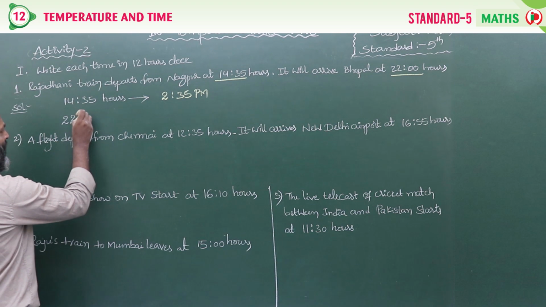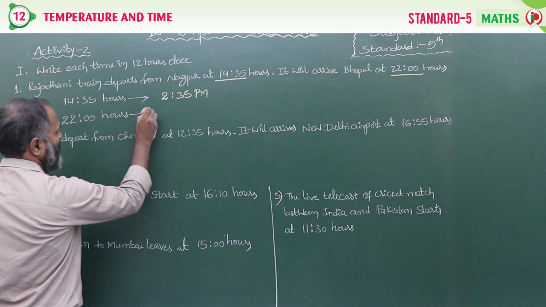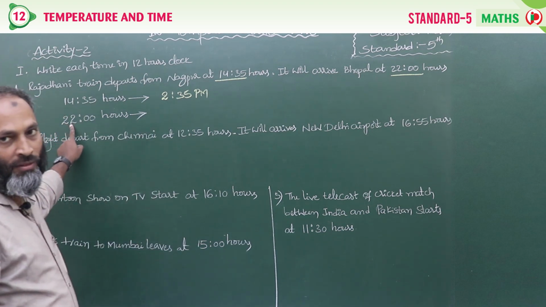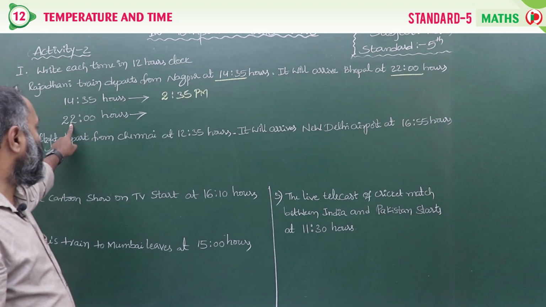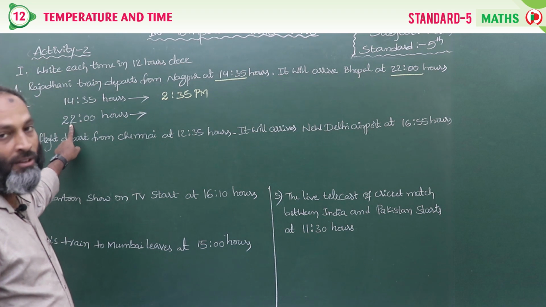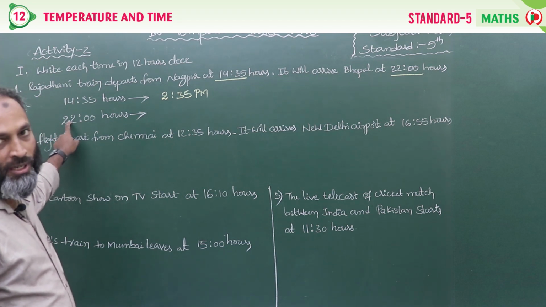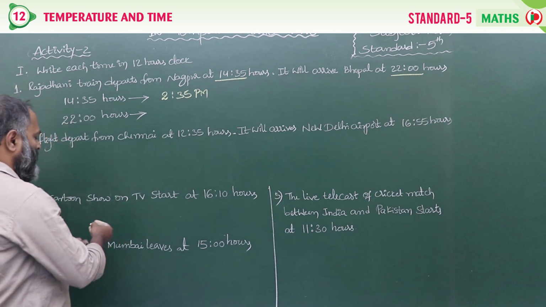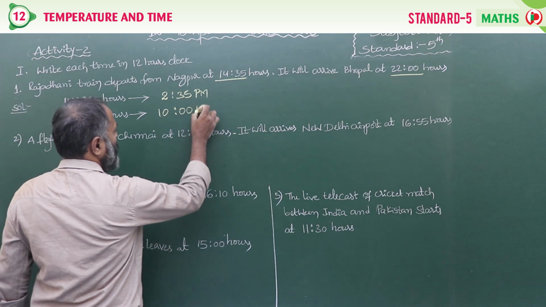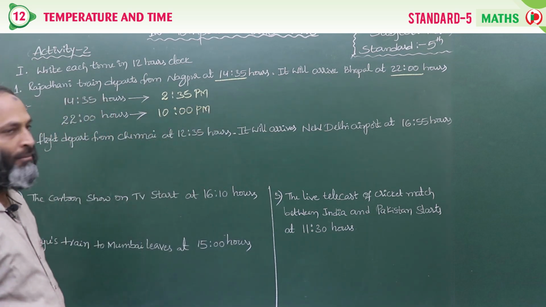That is 22 hours. How to convert this 22? Here also it is more than 12, so subtract 12 from 22. 22 minus 12 is 10. So write 10 and the minutes are 00, write PM. So this is the conversion of the time in PM.